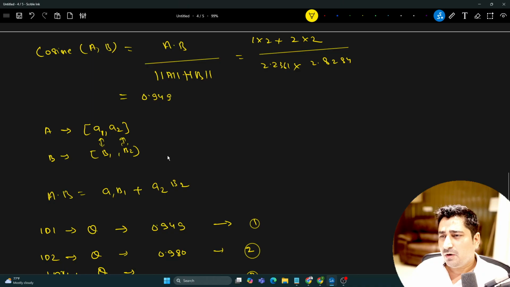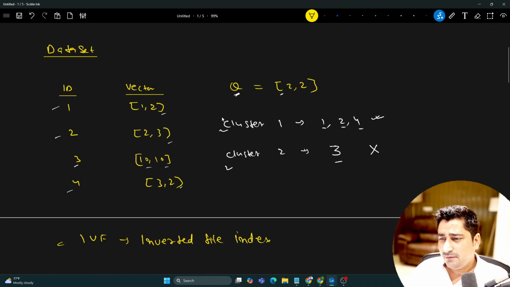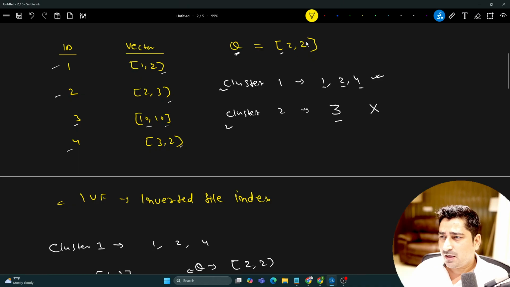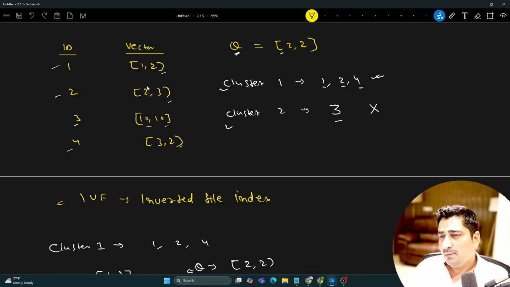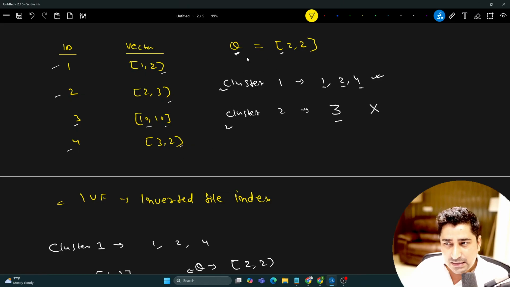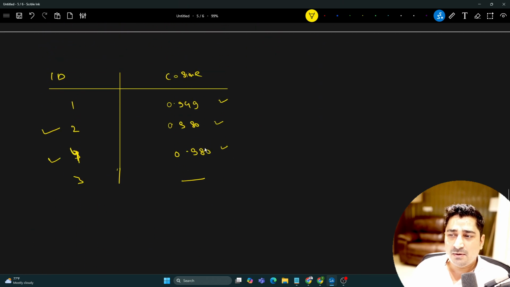And if you look closely into the data, here we have a query of 2, 2. So 2, 3 and 3, 2. And 1, 2 is not that near. It's a little bit far. But 2, 3 and 3, 2 are the nearest ones with respect to this query vector. This is the conclusion that we were looking for with the help of cosine similarity.